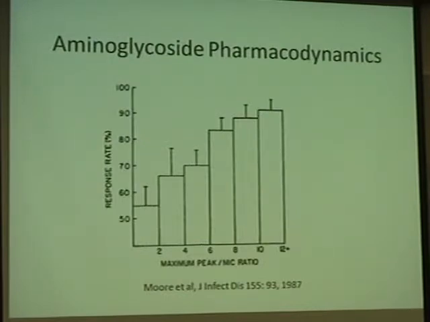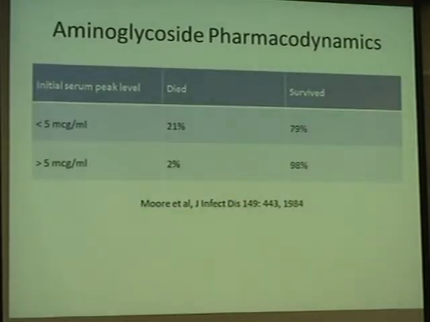This was a study done in 1987, and they looked at about 280 patients. They looked at the response rate comparing that to the maximum peak to MIC ratio, and they noticed a significant correlation there. In fact, it had a p-value of less than 0.0001, so extremely significant. So we took that idea and we applied it to patients, and what they noted was that way back in 1984, those patients who had initial serum peak levels of less than 5, 79% of those survived. However, if we had peaks of greater than 5, almost 100% of those survived.